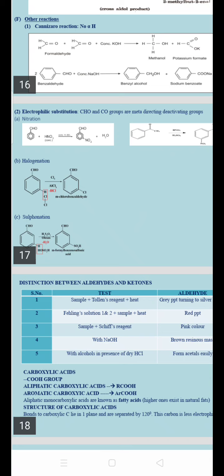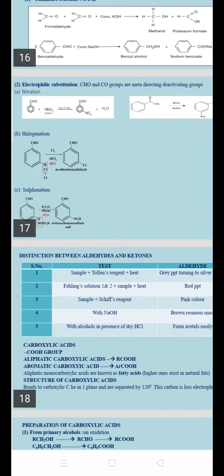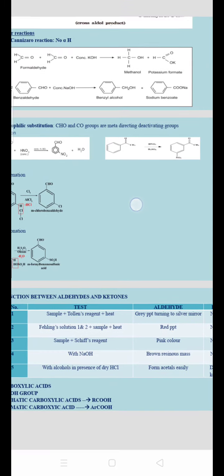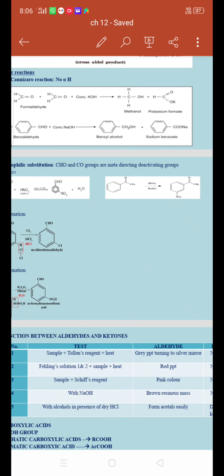Now look into the second reaction, that is halogenation, where I am adding chlorine along with the catalyst aluminium chloride. So where did the attachment happen? In the meta position. So it is meta-chlorobenzaldehyde. Finish. What is the next reaction? It is sulfonation. So I have to add a sulfuric acid group along with oleum as a catalyst. Here the sulfonic acid group will attach to which position? Meta position. So what is it called? Meta-formyl benzene sulfonic acid. So in all these reactions, there is an attachment of the substituent group in the meta position.